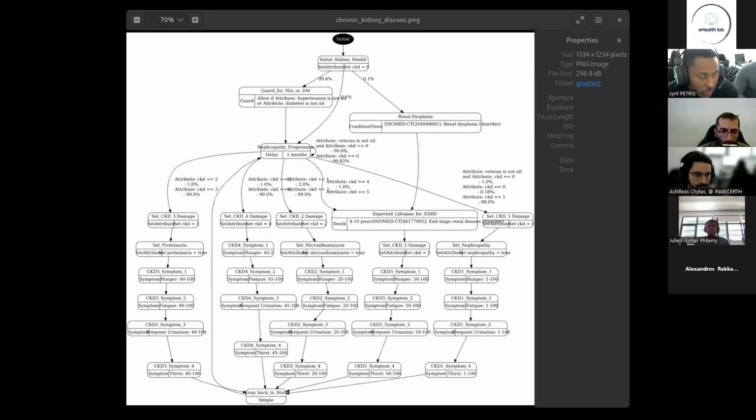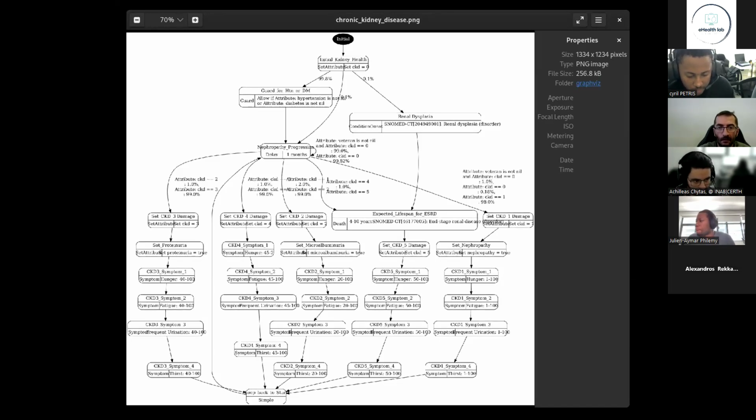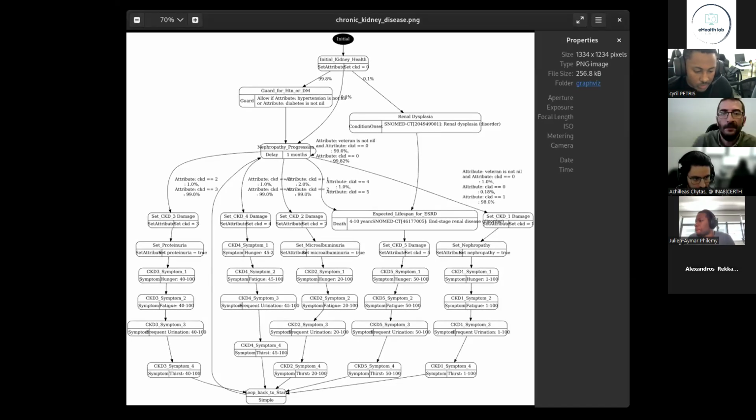So that's the representation of one of the JSON files. I'm sorry, I think I can't zoom. This is a disease module, right? Yes, for chronic kidney disease, obviously.